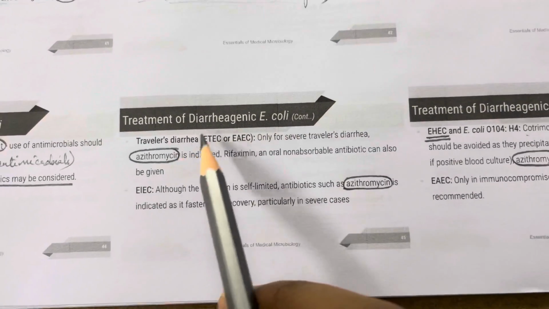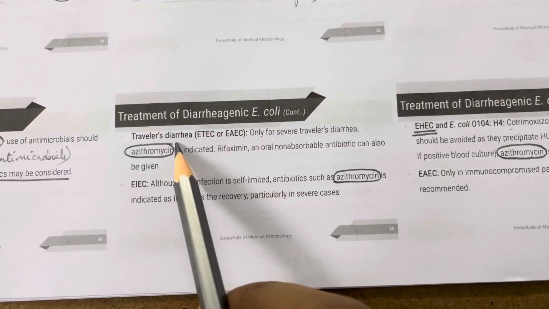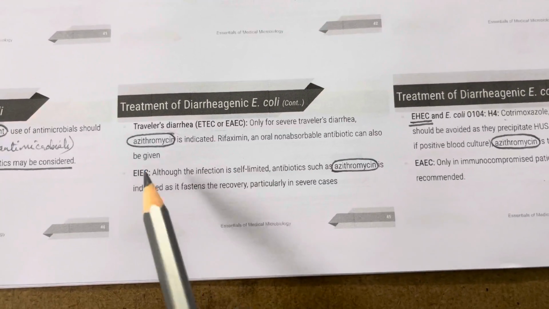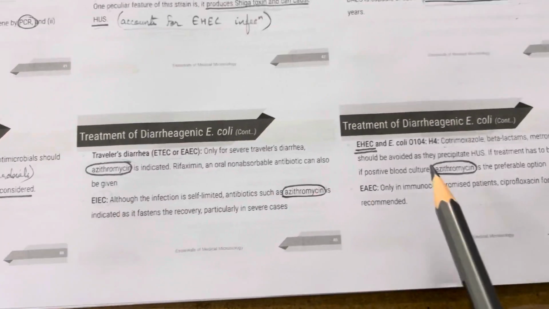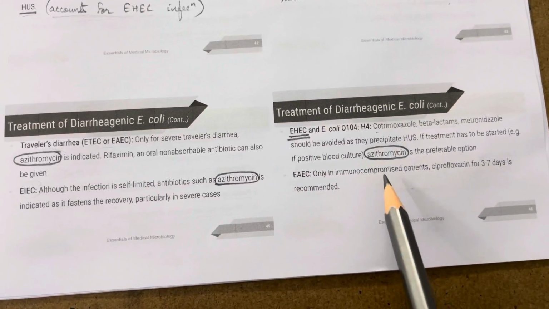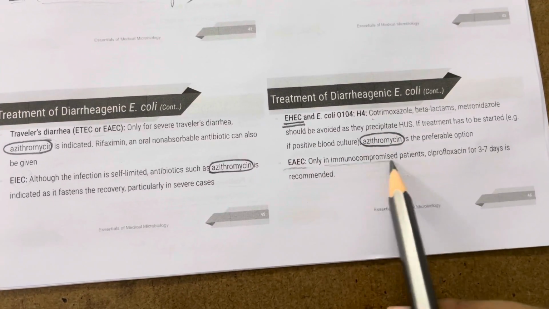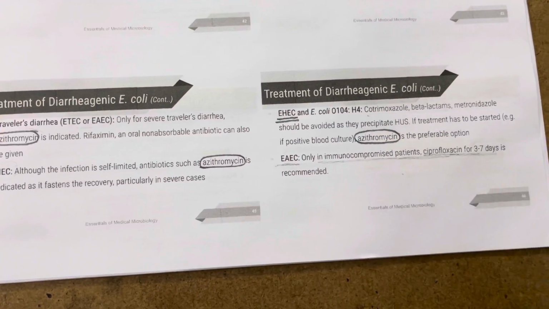So treatment of diarrheagenic E. coli, so traveler's diarrhea, use azithromycin. Next, EIEC, azithromycin, EHEC, azithromycin, okay. In EIEC, only in immunocompromised patients, use ciprofloxacin for 3 to 7 days.